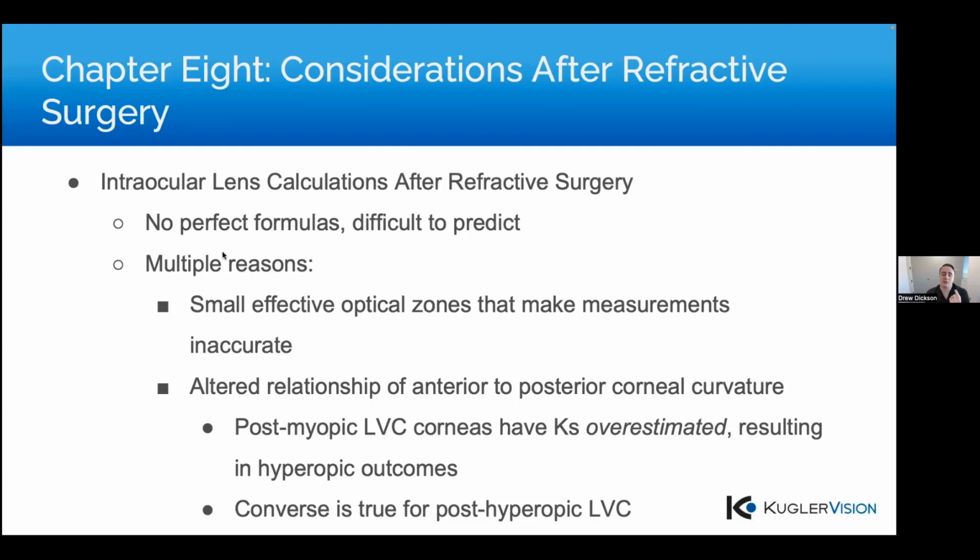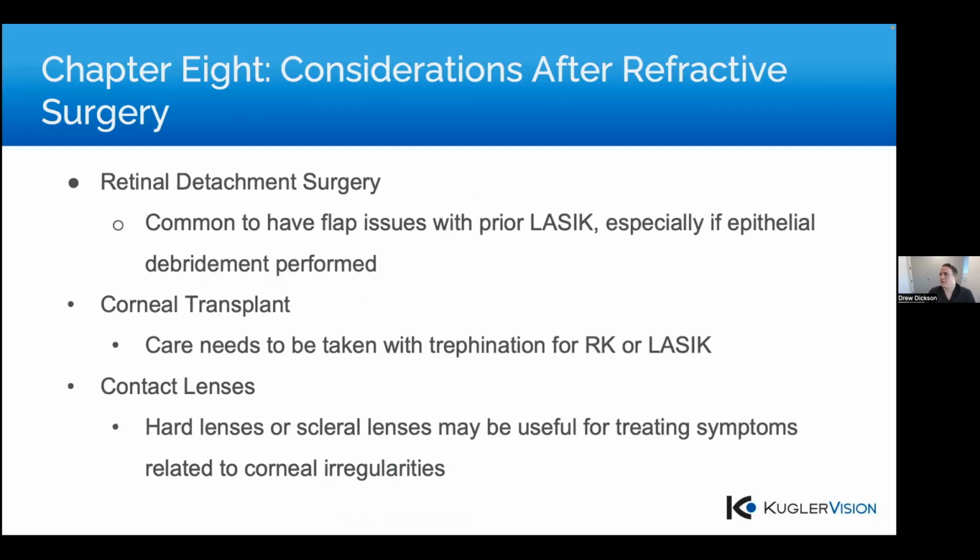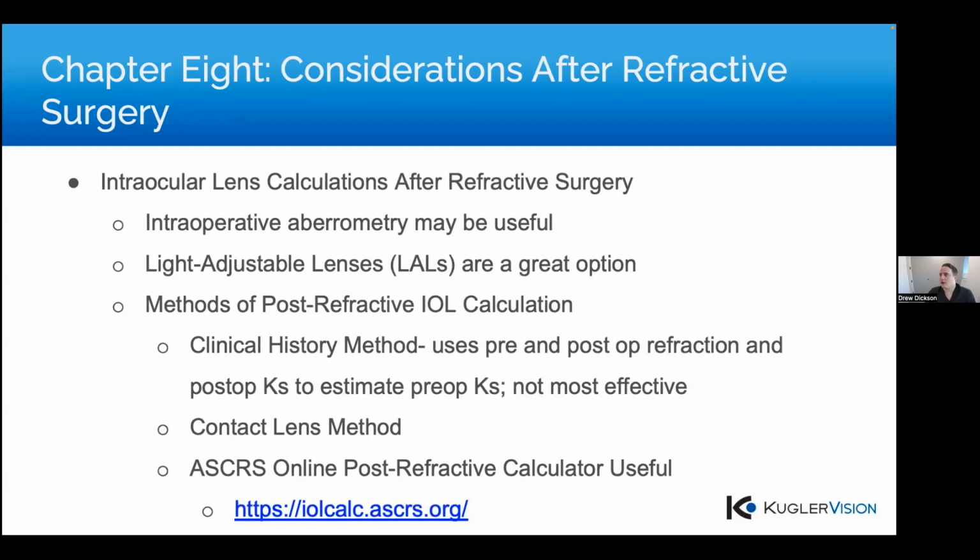And the reverse is true for post-hyperopic. Those Ks are often underestimated, resulting in myopic outcomes. So it's very difficult to choose those. There are some things that can help in the accuracy of the IOL calculations. Some people will use what's called intraoperative aberrometry, where after you remove the cataract, you bring in an intraoperative aberrometer that will give you measurements used for IOL calculation, which can be helpful.